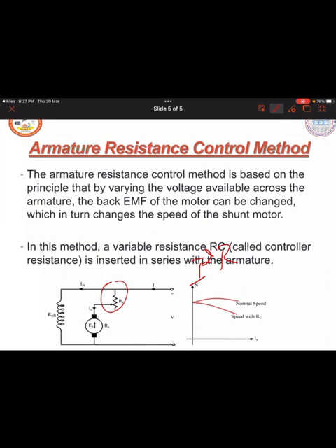And one more disadvantage is that speed above the rated speed is not possible in this method. How we control the speed above the rated speed in the flux control or field control method, we cannot do here. Due to the large power loss, this method is expensive and less efficient compared to the field control method. So this is the comparison between the field control method and the armature control method.